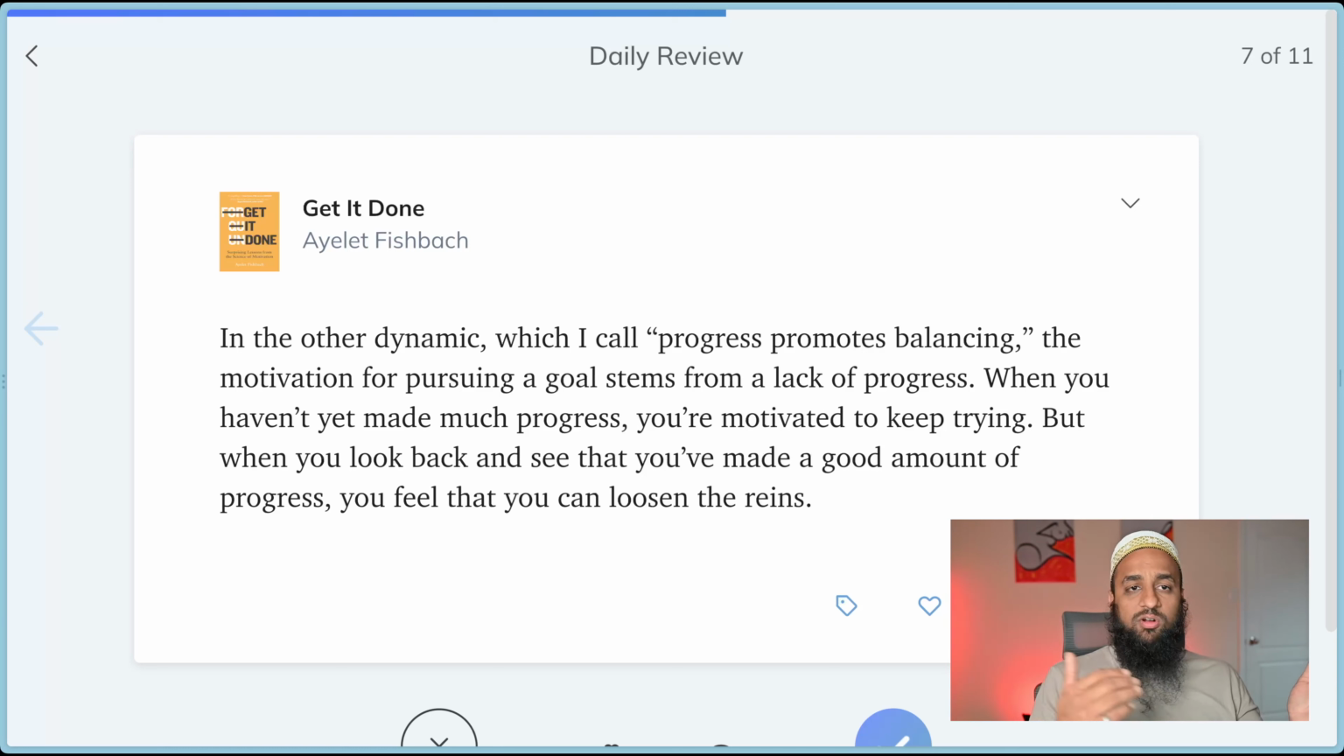So if you've not progressed that much on a goal that you identify with, there is a motivation to keep trying, because you identify with that goal, you want to reach there. Okay, you're motivated to keep trying. And if you don't identify very much, if you're doing something just because you're being told to, it may be the opposite, right? But again, back to this quote: but when you look back and see that you've made a good amount of progress, you feel that you loosen the reins, right?